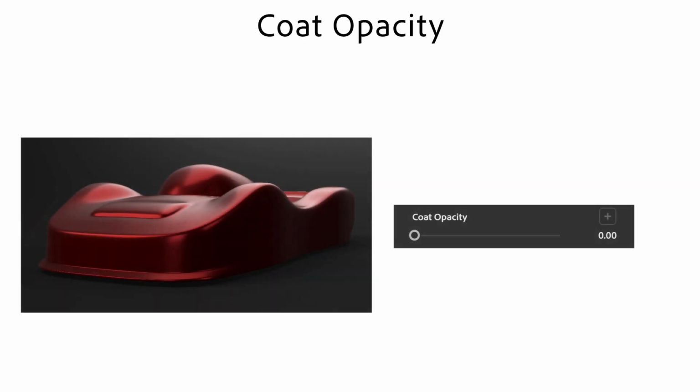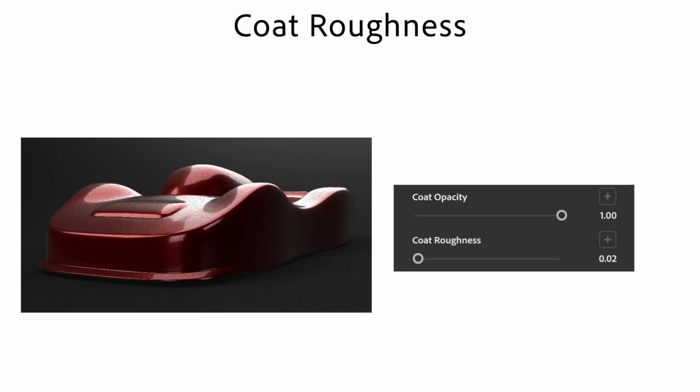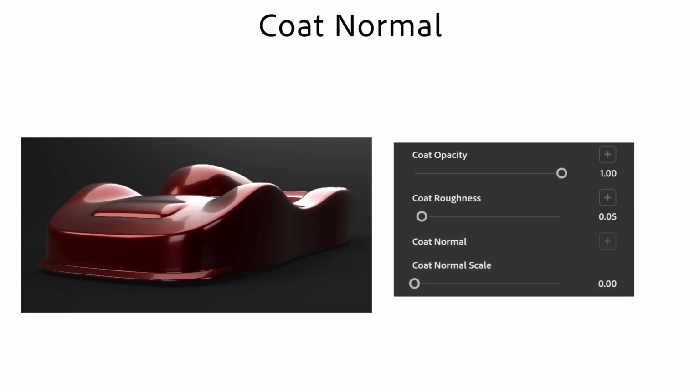Coat opacity is used to control the visibility of the coat layer. It defaults to 0. The more towards 1, the more visible the coat layer becomes. Coat roughness is used to control how smooth or matte the coat surface is. It controls the coat roughness independent of the base surface roughness. Coat normal changes the normals of the coat, affecting only those reflections. You can use it to add surface details like subtle texture, scratches, water drops, cracks and more to the coat layer.